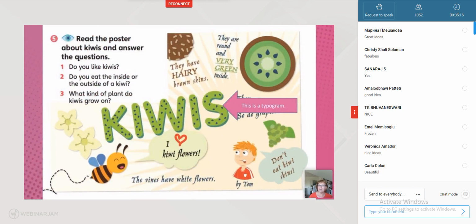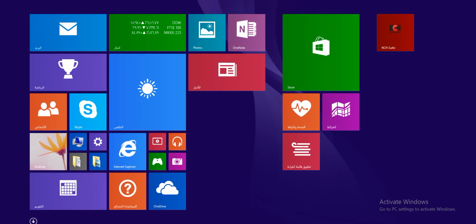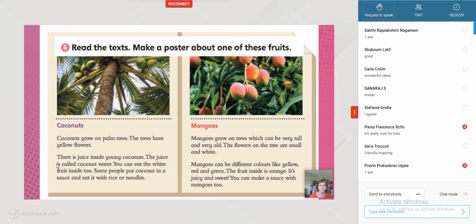And yeah, that's a typegram, an illustrated word that visually represents the meaning of the word. So in Fun Skills, in this activity, we give them an infographic about kiwis, and then we give them information on coconuts and mangoes, and they can choose one of those to make their own infographic. Or, of course, they could choose another fruit or vegetable and make their infographic.